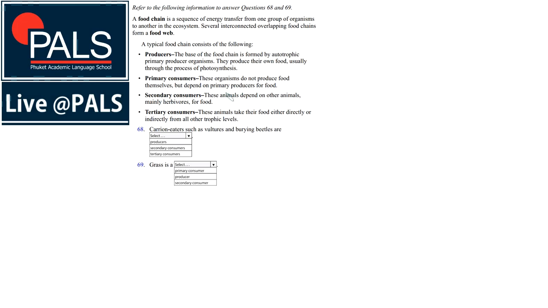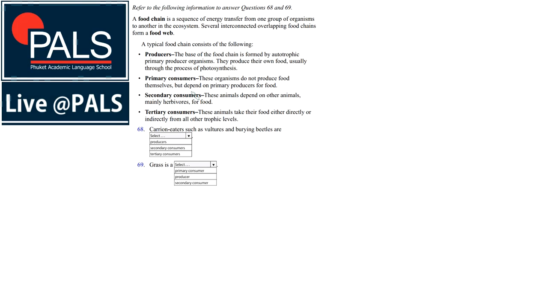Secondary consumers, these animals depend on other animals, mainly herbivores, for food, so they feed on the primary consumers, and the tertiary consumers are animals that take their food either directly or indirectly from all other trophic levels. Carrion eaters, such as vultures and burying beetles, are... so just using our definitions, carrion is basically dead meat, dead or decaying animals. Vultures feed on dead animals, so do burying beetles.